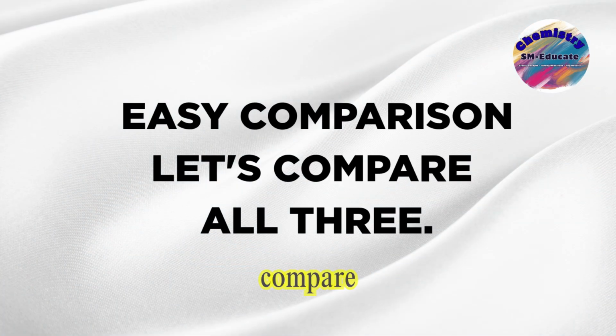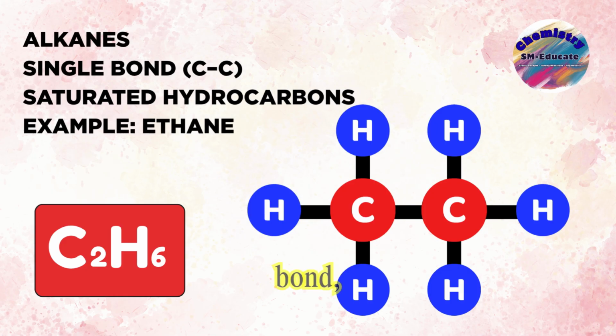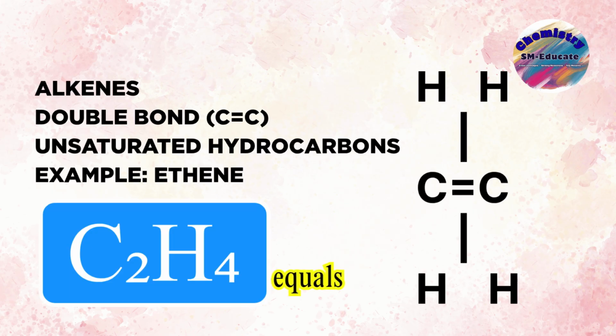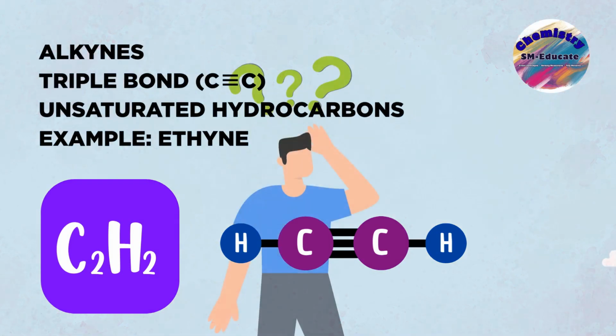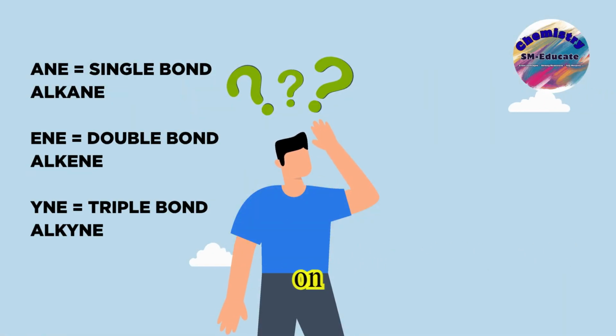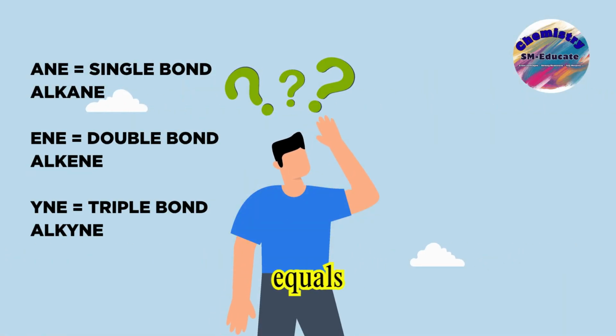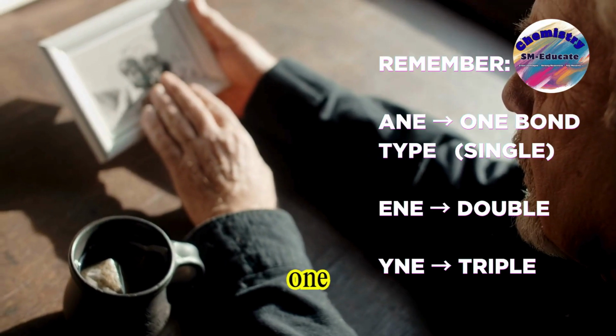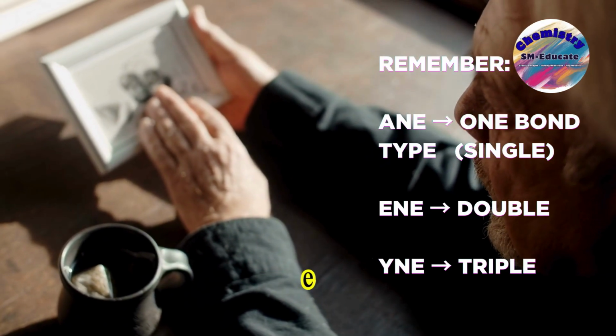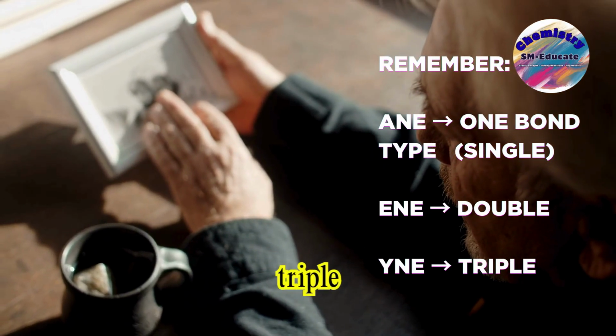Easy comparison. Let's compare all three. Alkanes: single bond, C-C, saturated hydrocarbons, example, ethane. Alkenes: double bond, C=C, unsaturated hydrocarbons, example, ethene. Alkynes: triple bond, C≡C, unsaturated hydrocarbons, example, ethyne. Memory trick. A simple trick to remember: ane equals single bond, alkane; ene equals double bond, alkene; yne equals triple bond, alkyne. Remember, ane, one bond type, single; ene, double; yne, triple.